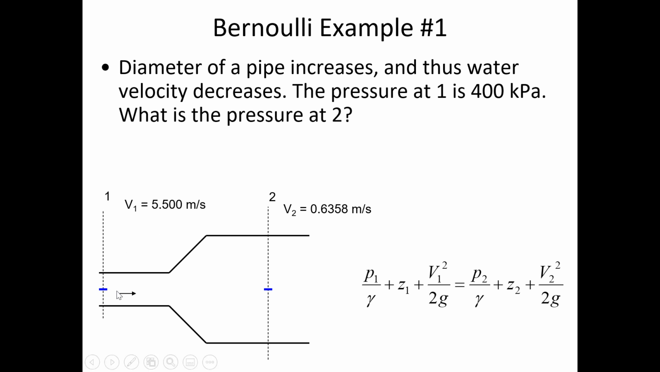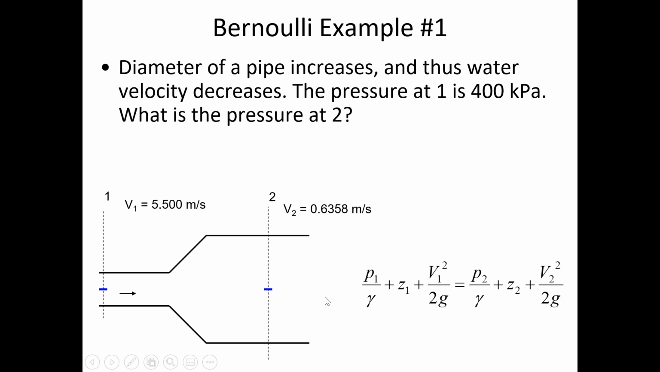So what direction is the pressure going? Is the pressure going to be higher than 400 kPa, or lower than 400 kPa here at location 2, just based on not necessarily the calculations, but just our intuitive understanding of what Bernoulli's equation says? It's going to be higher.